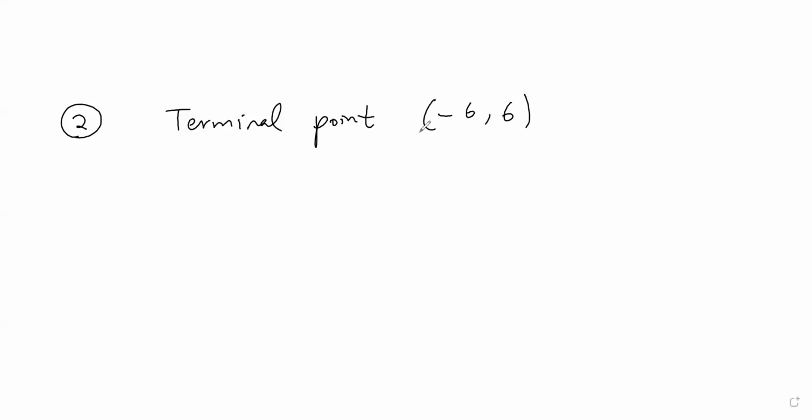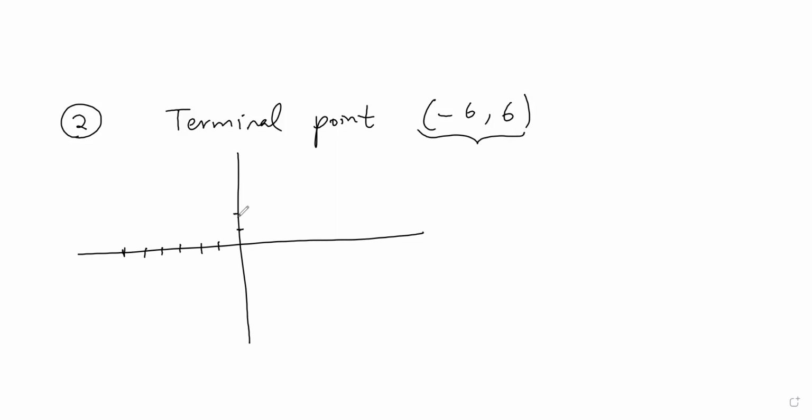Okay, so if this is our terminal point, first let's plot this point and see which quadrant it belongs to. So x is negative 6, 1, 2, 3, 4, 5, 6 right here. And y is positive 6, so 1, 2, 3, 4, 5, 6. So that's going to be a point right here, which means our terminal side is going to be this. This is our terminal side. So that's the second quadrant. X is negative, y is positive.